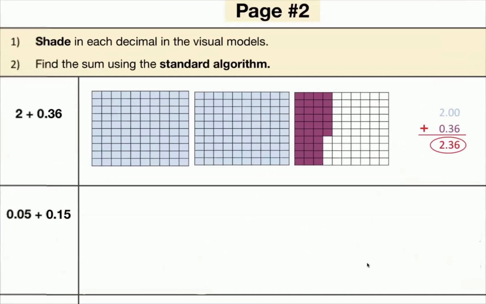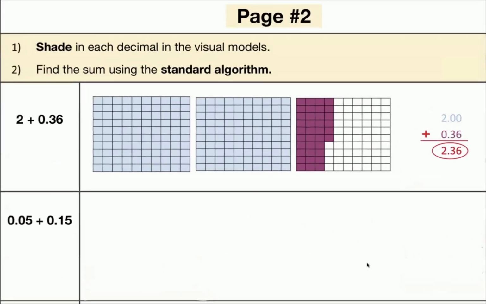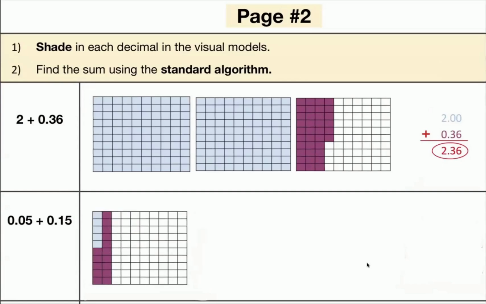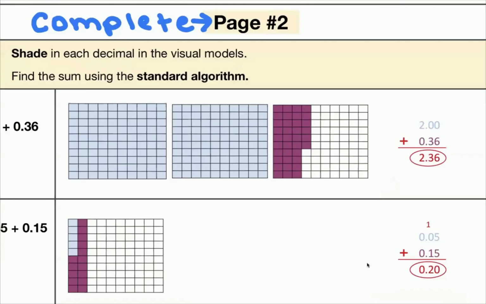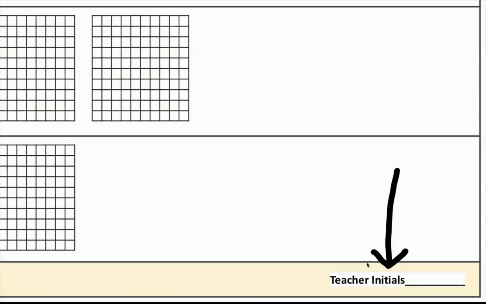Let's check the next problem. In this problem, we have 5 hundredths plus 15 hundredths. So you should have shaded in 5 boxes to represent our first number, and then 15 more boxes. It's okay if you didn't choose the exact same boxes. And then standard algorithm, make sure your decimals are lined up, check your work. Go ahead and complete the rest of page 2 on your own. This video will not go over those problems. Then check in with your teacher to get feedback.